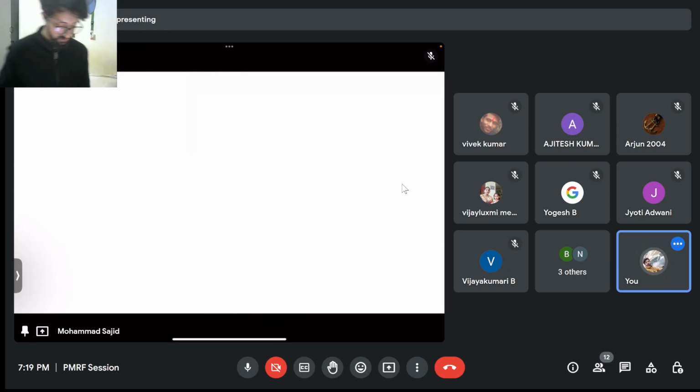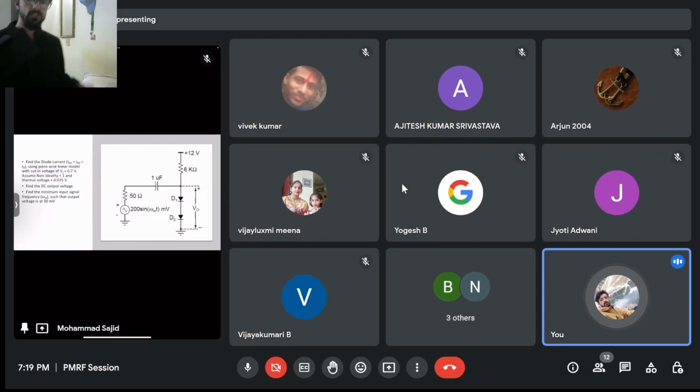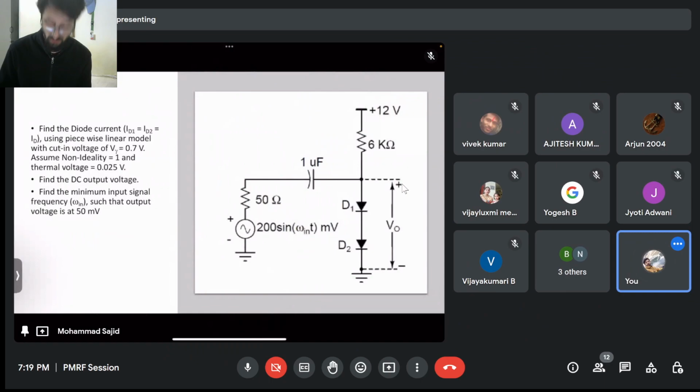Okay, this one. In this question, there is a part where you have to find the minimum input signal frequency. You will need to consider the capacitor as well. You cannot consider it as a short. Also here I can see this cut-in voltage. Now you know that the cut-in voltage in the diode is because of the internal potential development. So you did this question yesterday. Yes, sir, we did it yesterday.